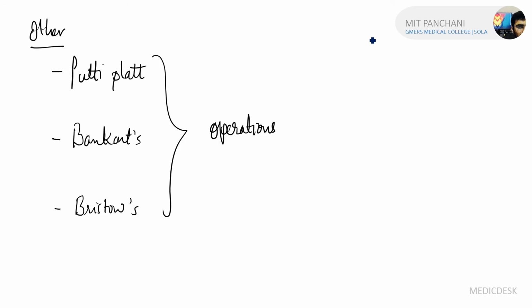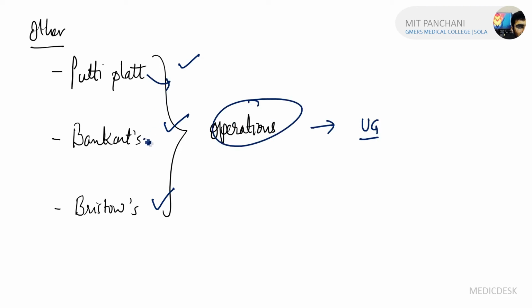The other methods apart from Kocher's and Hippocrates are Putti-Platt, Bankart's and Bristow's. These are operations, and as undergraduates we do not need to write down the steps of these operations. The names are enough. So this was all about shoulder dislocation.